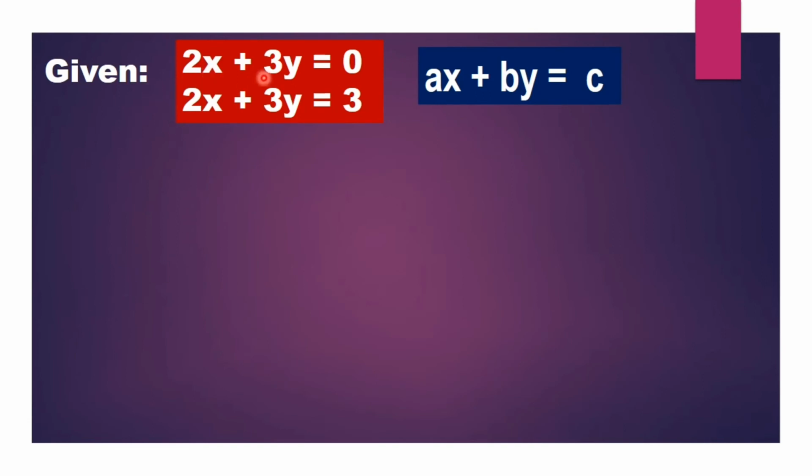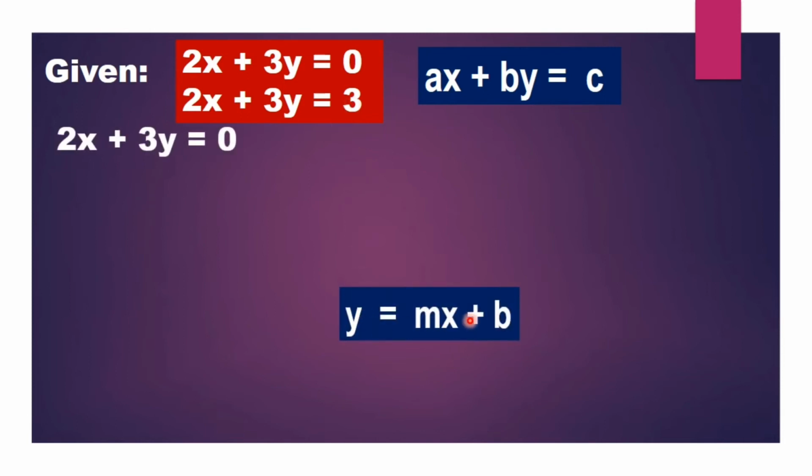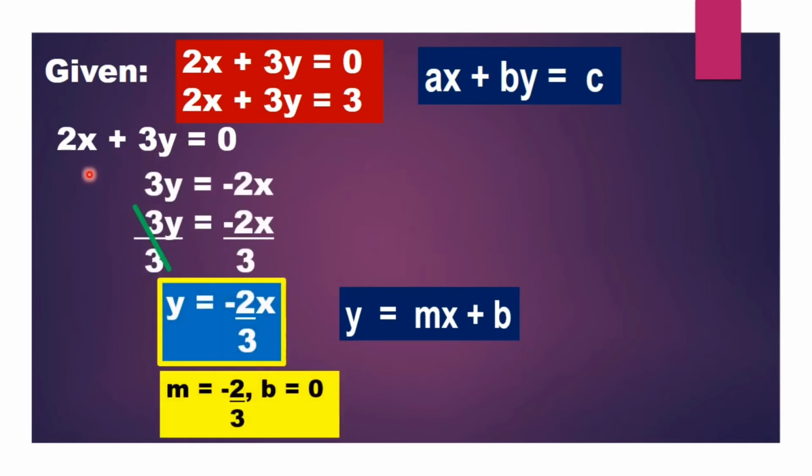Given equation 2x plus 3y equals 0 and 2x plus 3y equals 3. So, naka-standard form pa silang dalawa. So, i-convert natin to slope-intercept form. Unahin natin ang 2x plus 3y equals 0. Solving for y. Transpose 2x to other side, becomes negative 2x. So, we have 3y equals negative 2x. To eliminate 3 here, divide both sides by 3.